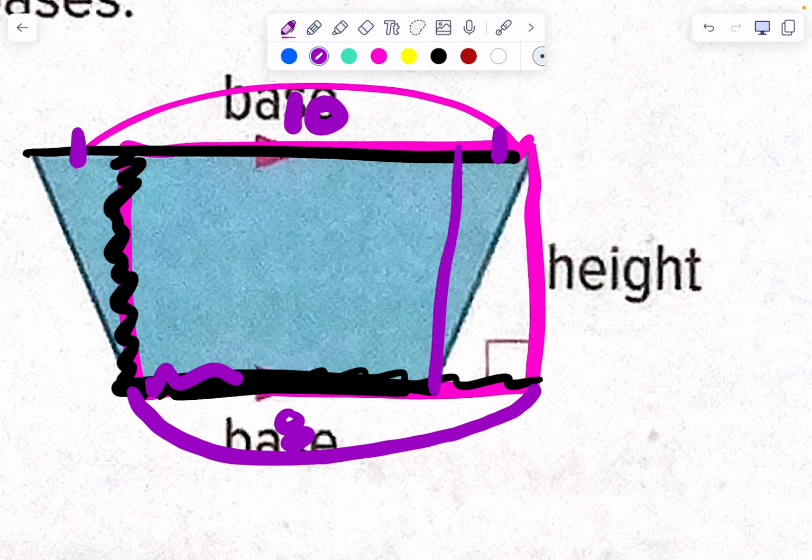What's the base of this whole thing right here? Oh, okay. What's the base of that rectangle going to be then? 9. How do you know it's 9? It's the average of the two. 8 and 10 together, average is 9, so the base is 9, right?